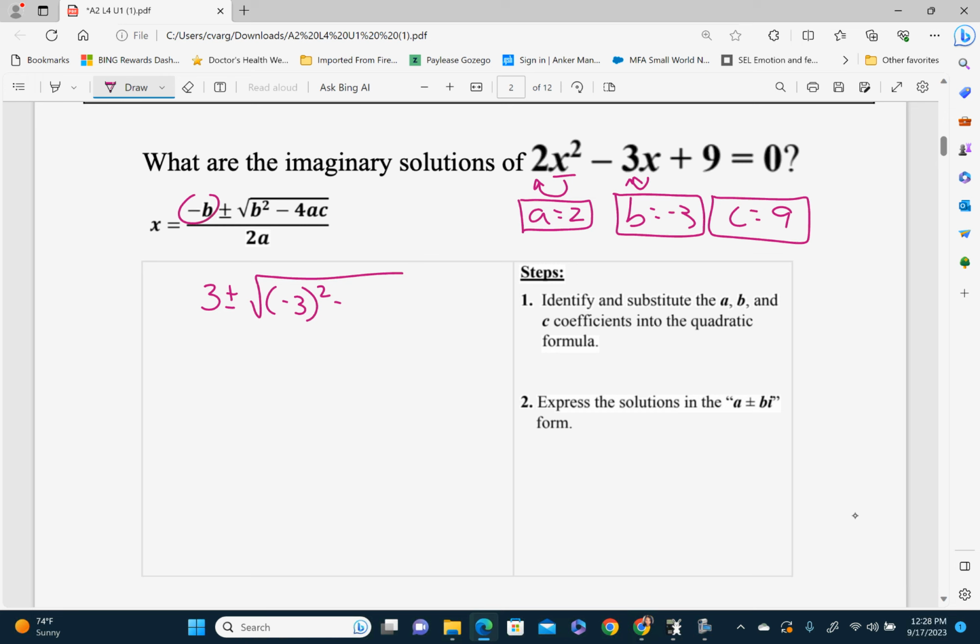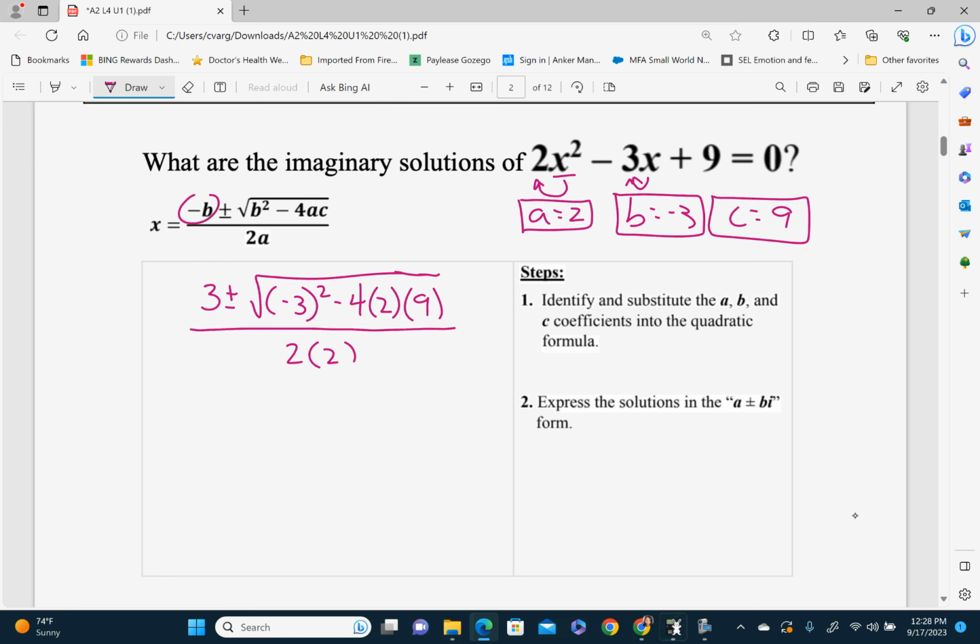Then we're going to put a minus sign. 4 always comes next. You're going to put whatever the a is and whatever the c is, okay? So our a is 2 and our c is 9, okay? Again, if I'm going too fast, you should be pausing the video, taking notes. If you have a question, pause the video and ask, okay? And on the bottom is 2a. What is a? A is 2, all right?